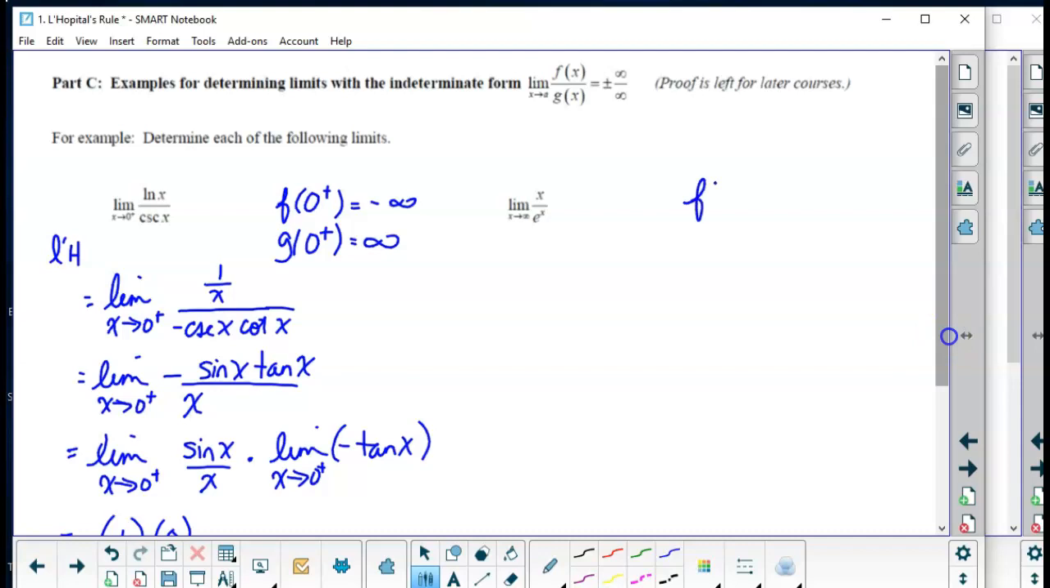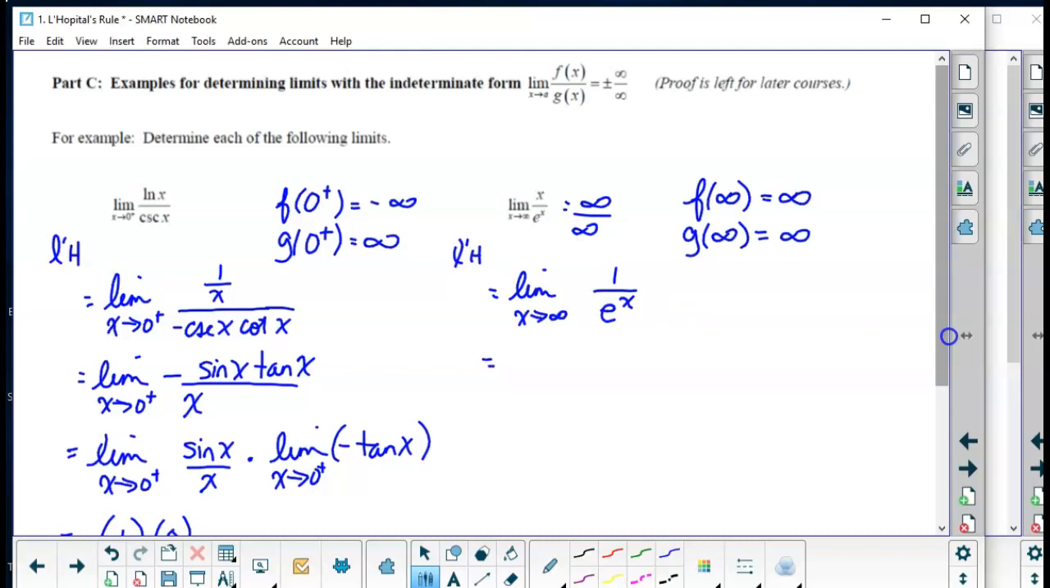Okay, next one, now we're going to infinity here. So that would be infinity. And then g of infinity is, that's going to be infinity. So here, we're going to use L'Hopital's rule. And so that's going to be limit x approaches infinity of 1 over e to the x. And now 1 over e to the x as x approaches infinity makes this denominator really big, which makes the whole fraction really small and approaches 0. So that one was pretty fast.